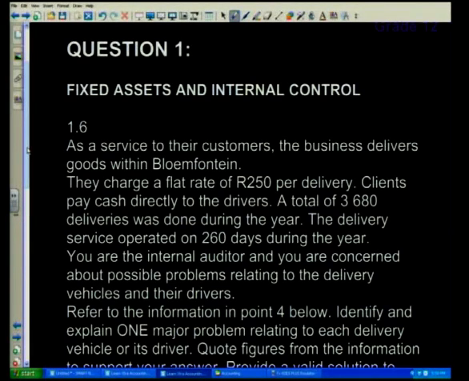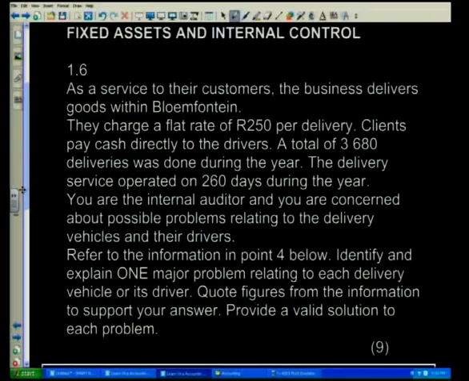Now this question asks us to look at some control of vehicles. It says that there's a business that's delivering goods within Bloemfontein. They charge a flat rate of R250 per delivery. Clients pay cash directly to the drivers, and a total of 3,680 deliveries were done during the year.